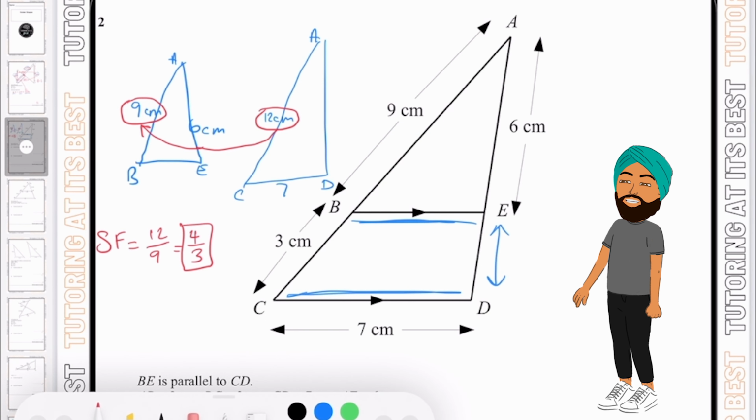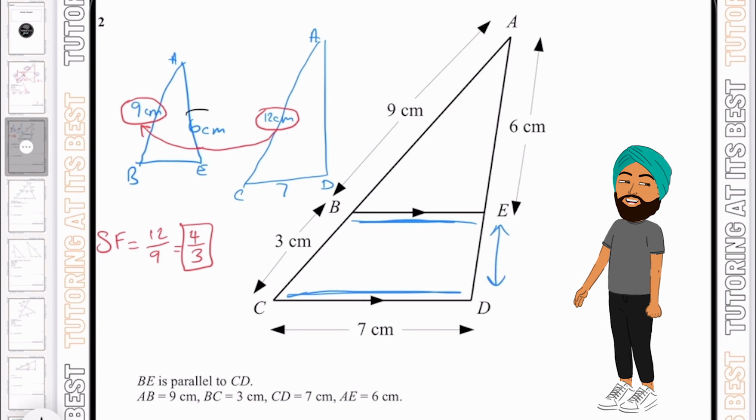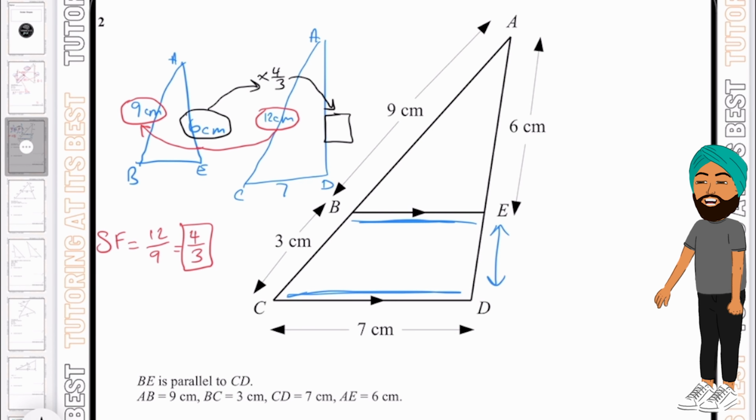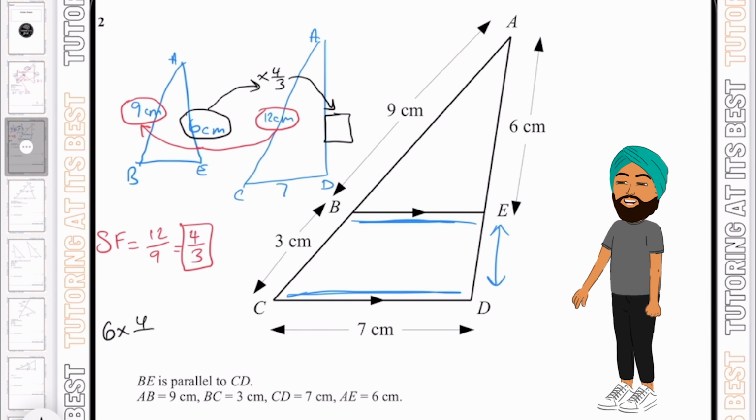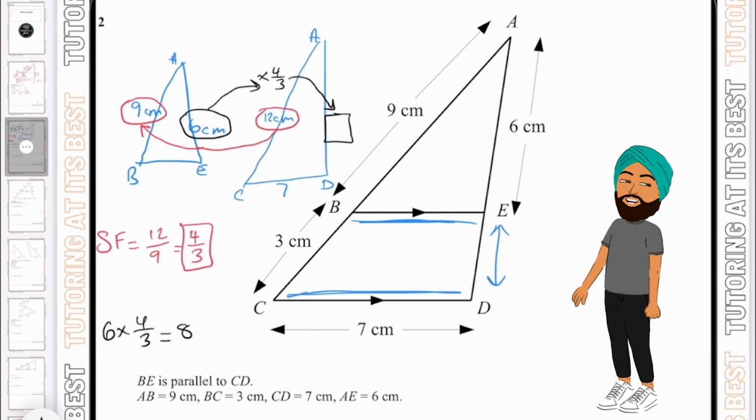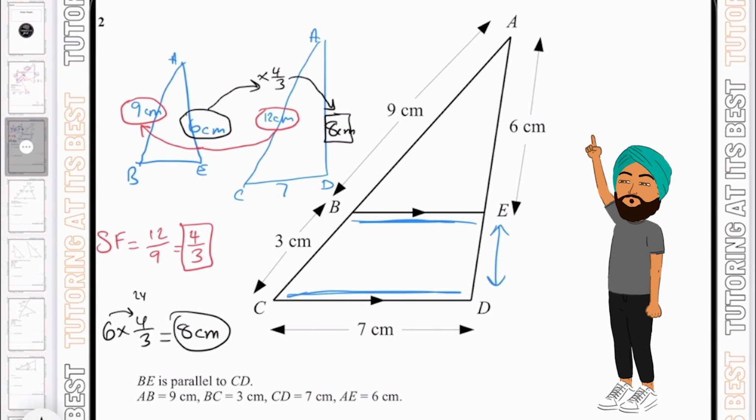So now moving forward, I'll take my 6 centimeters and multiply this by 4/3 in order to get the larger side. So now I know that 6 times 4/3 will give me 8 centimeters. And that is because 6 times 4 is 24, and 24 divided by 3 is 8. So now I know that the largest height of the triangle is 8 centimeters.